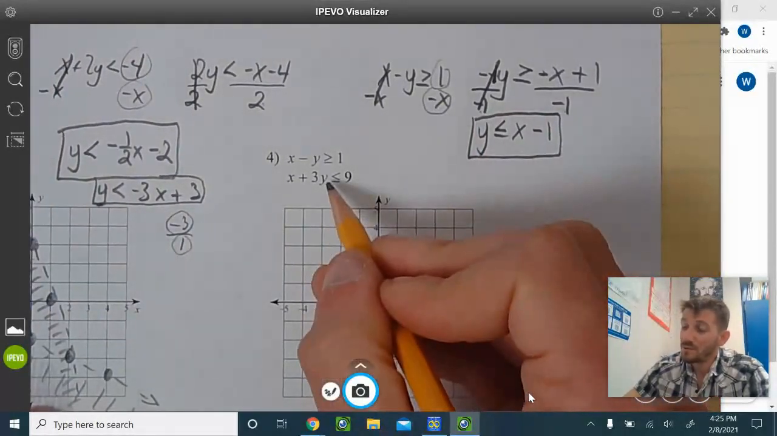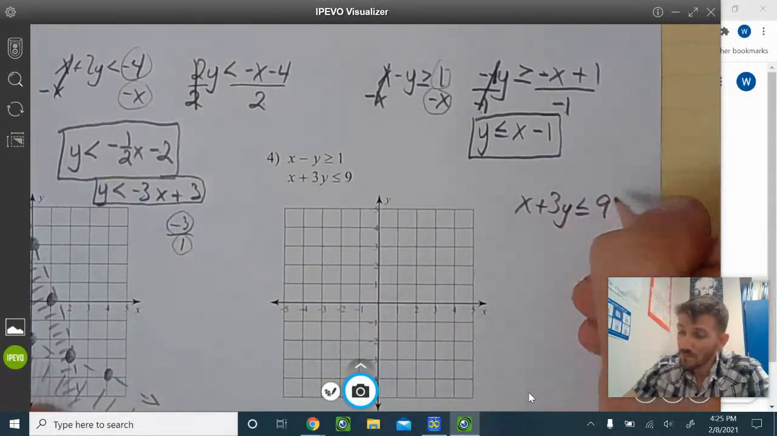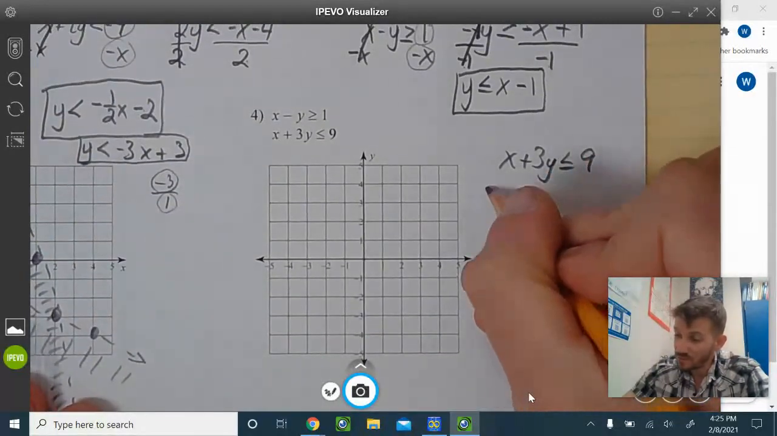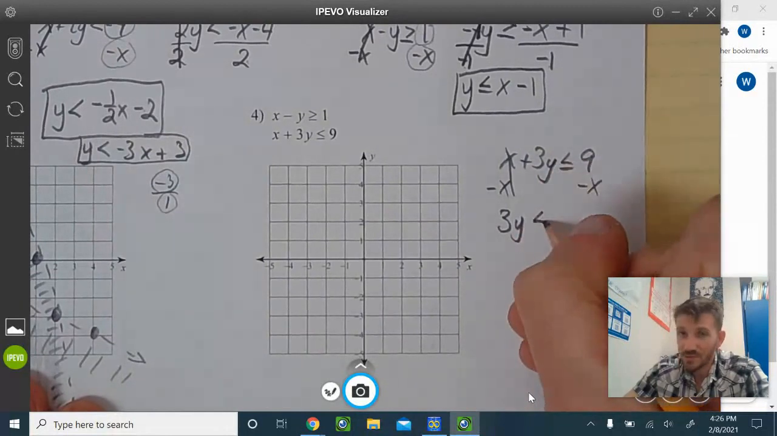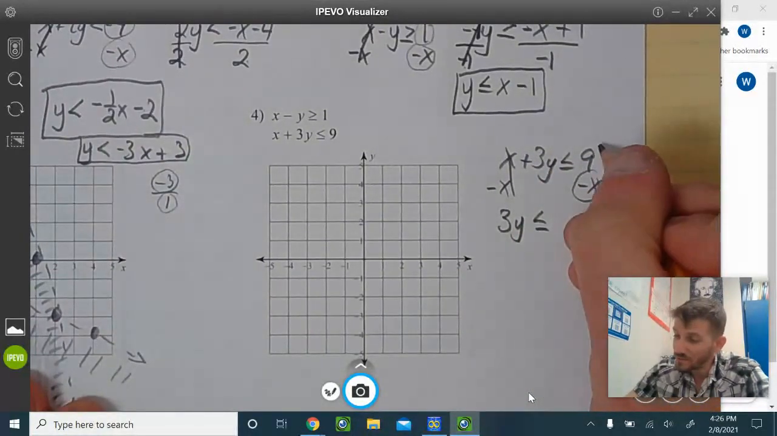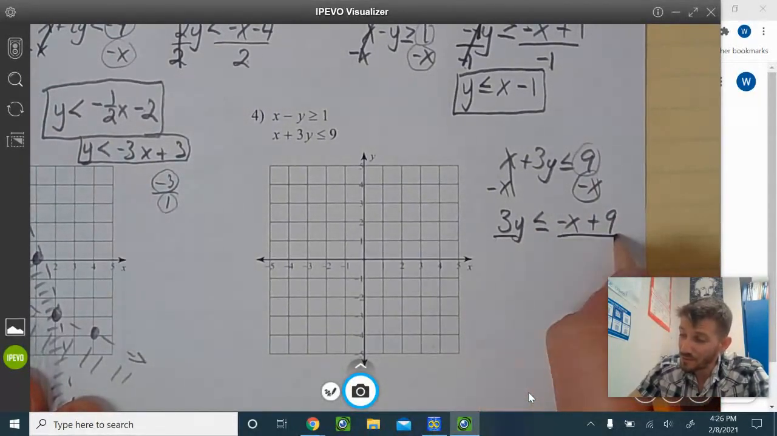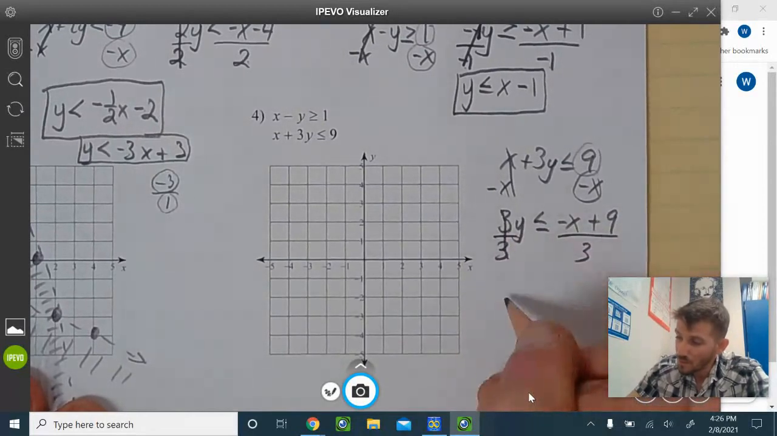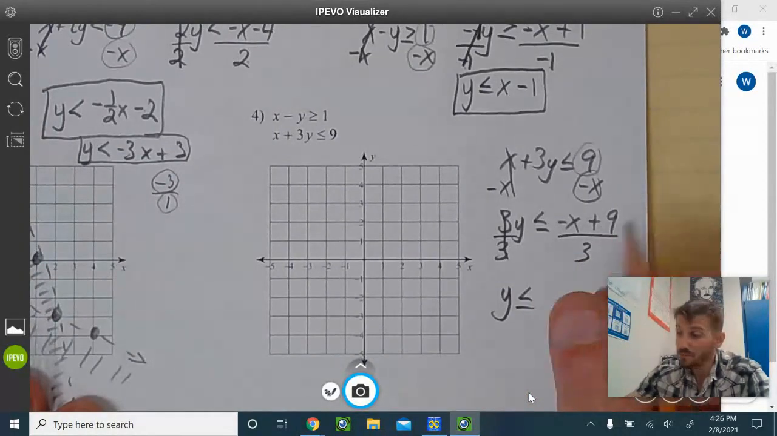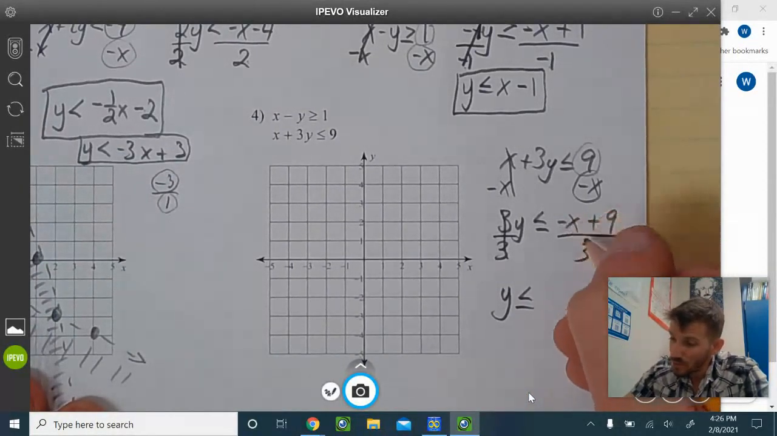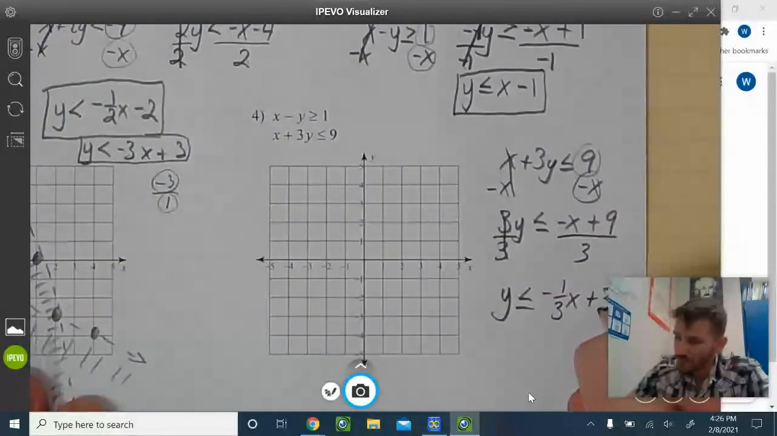Okay, next equation, I'll just rewrite it. So we would start by first subtracting x from both sides, leaving you with just 3y is still less than or equal to negative x plus 9. Final step is to divide by that 3. y is less than or equal to, because the sign will not flip, we divide it by a positive number. So that becomes negative 1 over 3x. And 9 divided by 3 is 3.